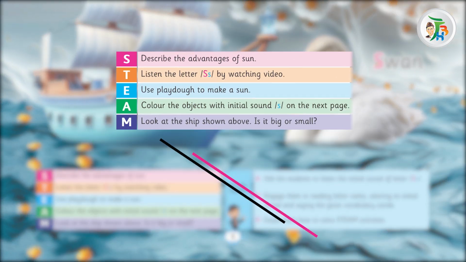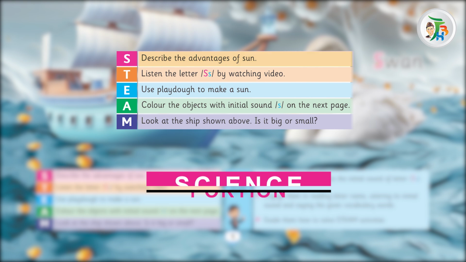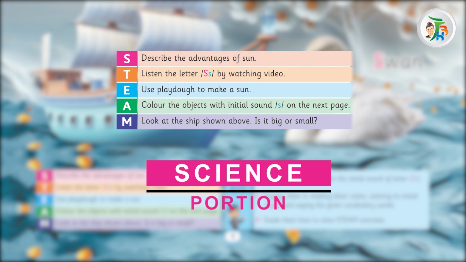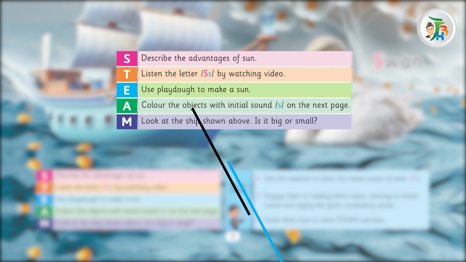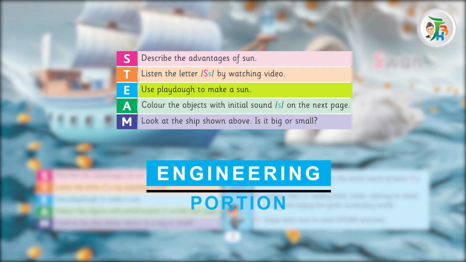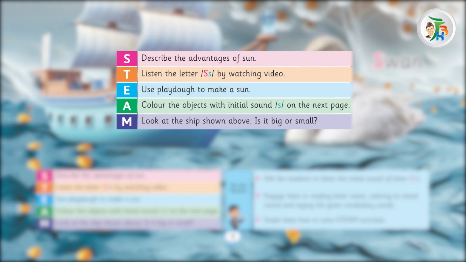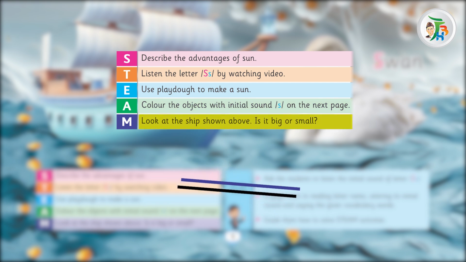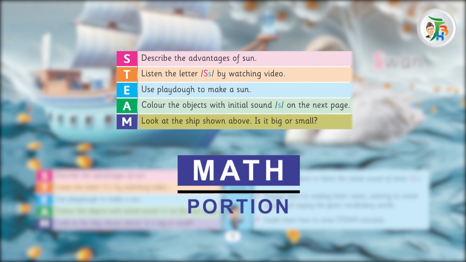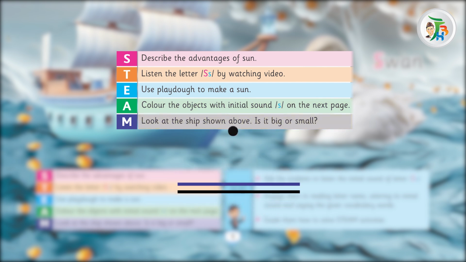So for the science portion, discuss with them about the sun. Discuss with them about the sunlight, energy, what advantages we get from the sun. For the technology portion, show them the video of letter S and listen to the sound of letter S. For the engineering portion, provide them Play-Doh and ask them to make a sun. For the arts portion, guide them to color an object on the next page which starts with letter S. Then for the math portion, ask them to count the objects near them which start with letter S.